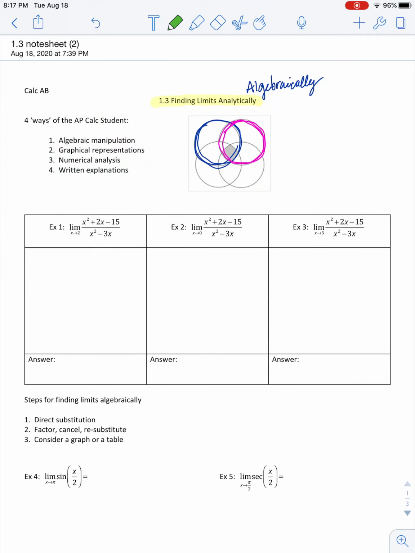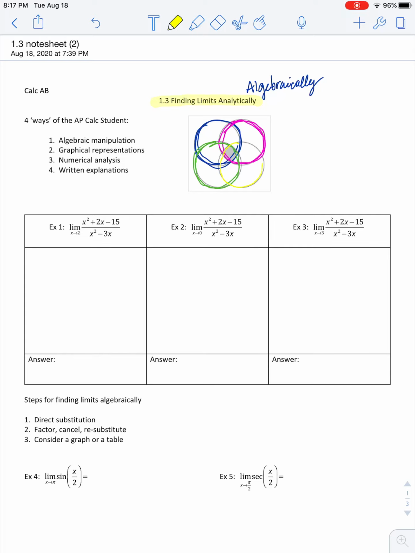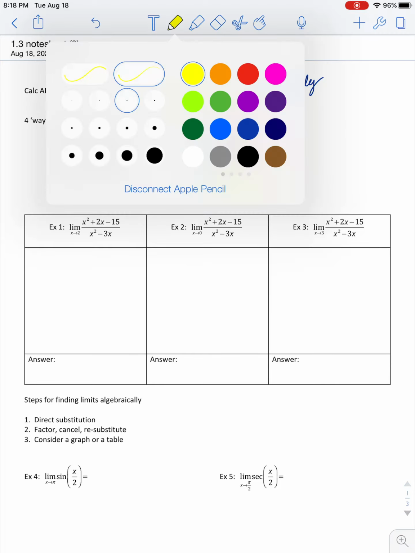Can you create a graph of it, or can you analyze the graph of something? And can you predict other graphs from what you see? The third way of the AP Calc student is numerical analysis. So can you look at data? Can you look at a table? Can you look at information about numbers and draw conclusions about what they mean in terms of calculus? And last but not least, let's go yellow. There is your written explanation. Can you write a logical sounding sentence using standard calculus vocabulary to communicate what you're thinking?